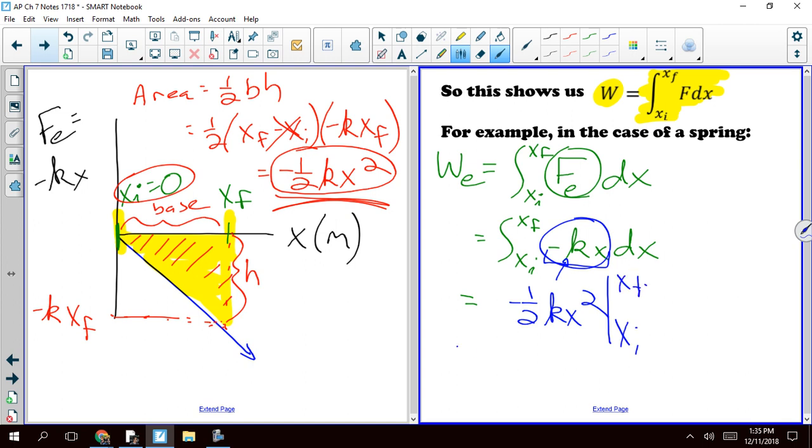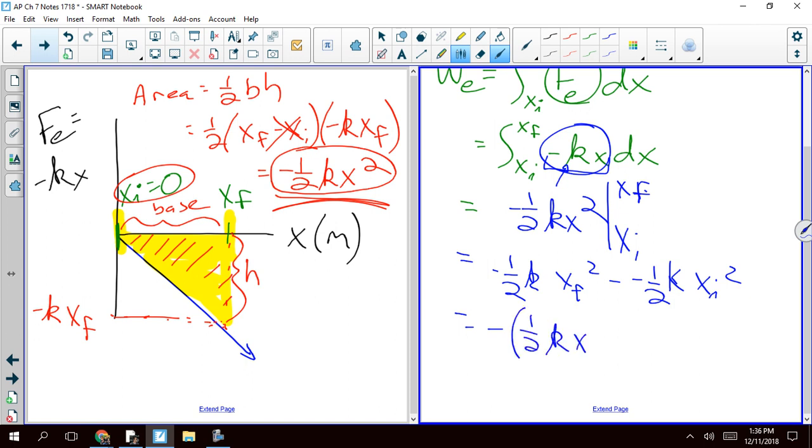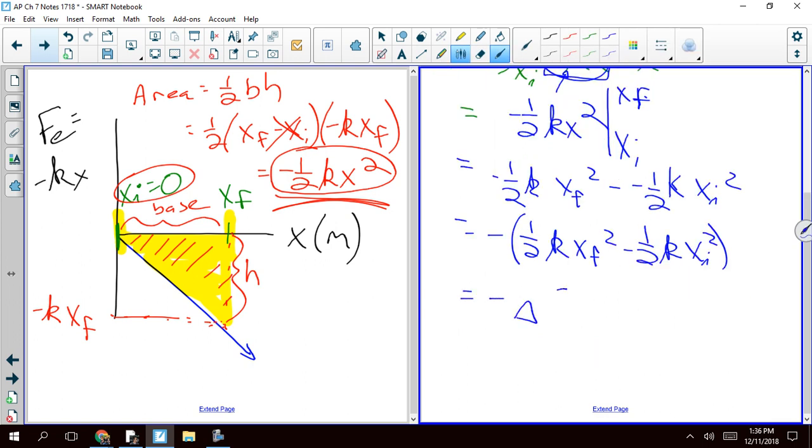All right, and so this is, oops, this is an f. So plug in your final, so you get negative 1/2 k times x final squared minus negative 1/2 k times x initial squared, which is the same as negative 1/2 k x final squared minus 1/2 k x initial squared, which is negative change in elastic potential energy, which we already knew.